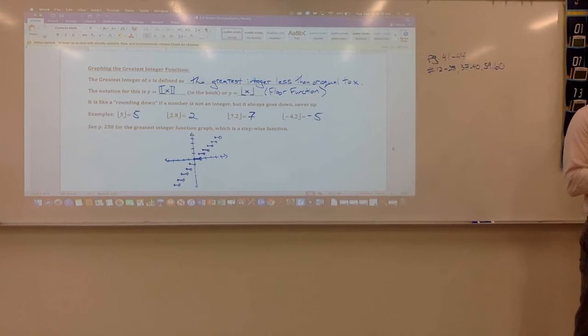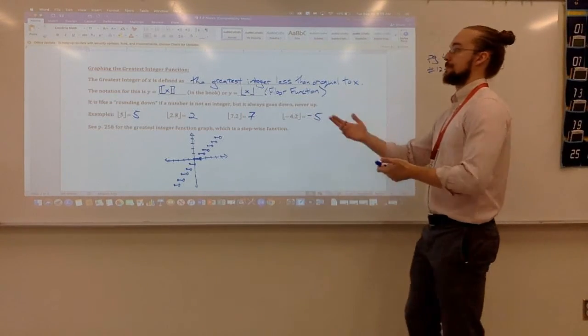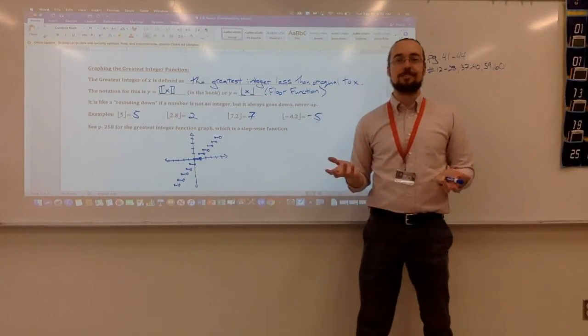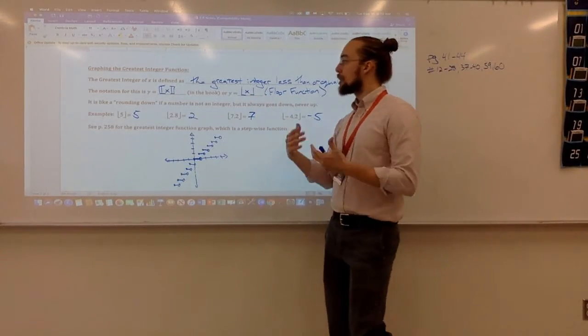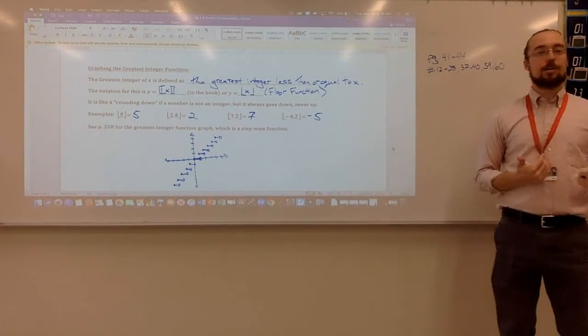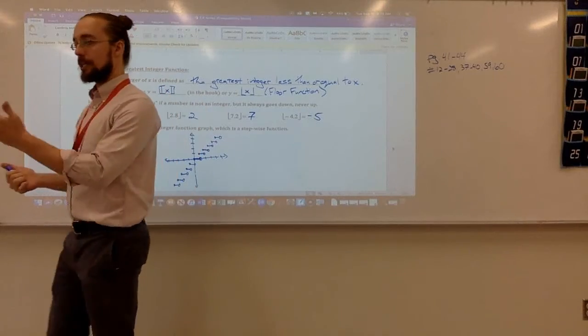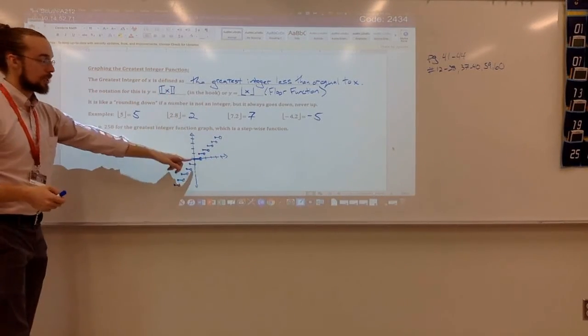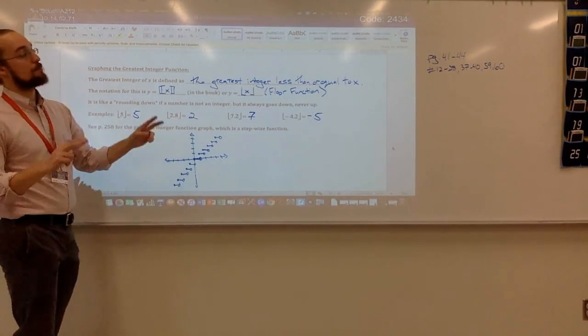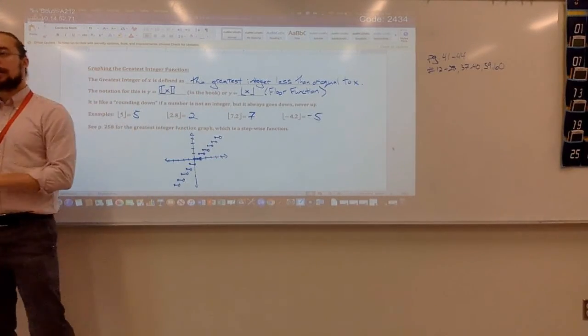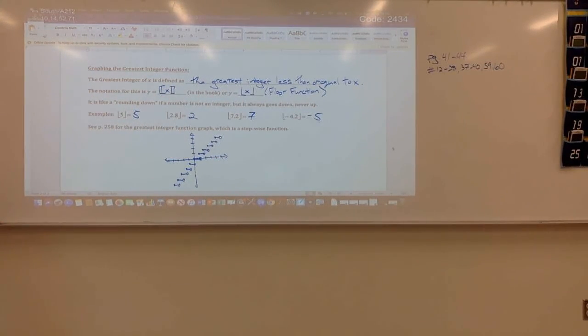Questions? Plugging it into this function just means using our definition. So our definition is the greatest integer less than or equal to that, right? So if I say 1.5, I plug that into this function, that gets me out 1. Other questions?